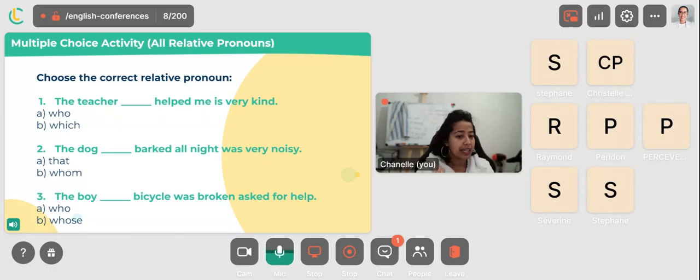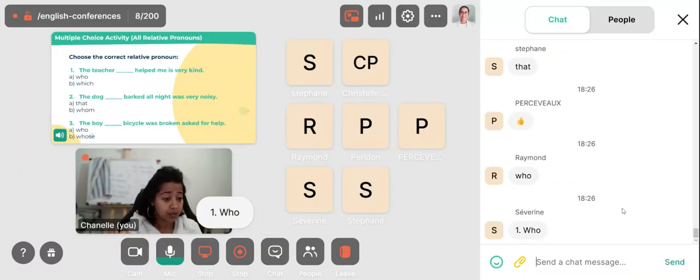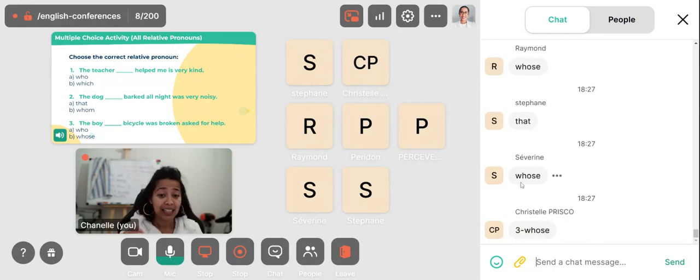So let's choose the correct relative pronoun. The teacher who or which helped me is very kind. So we say who. The dog that or whom barked all night was very noisy. That. And the last one, the boy whom or whose bicycle was broken asked for help. Let's look at which one it is.